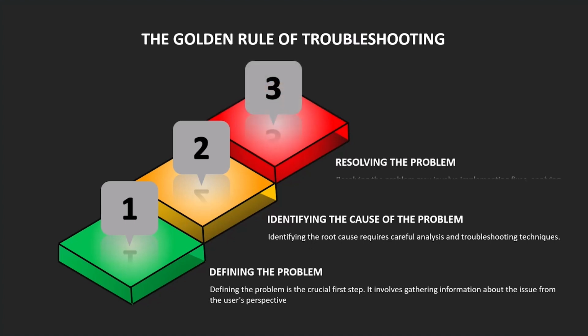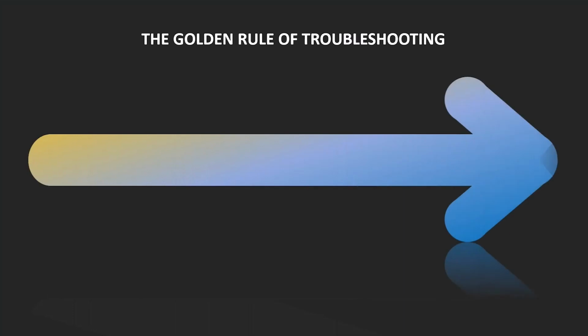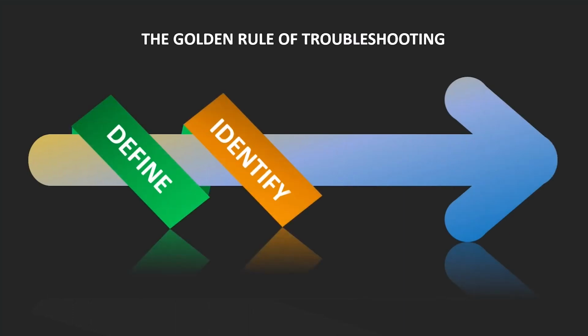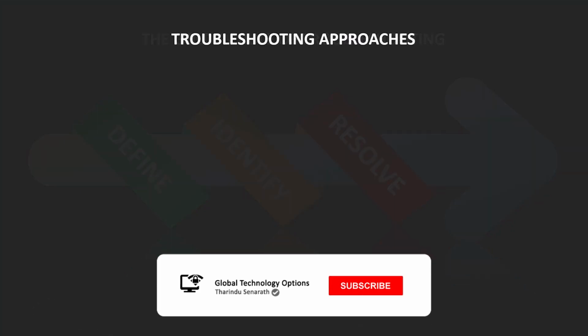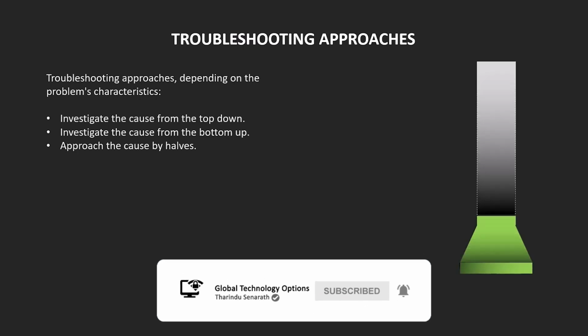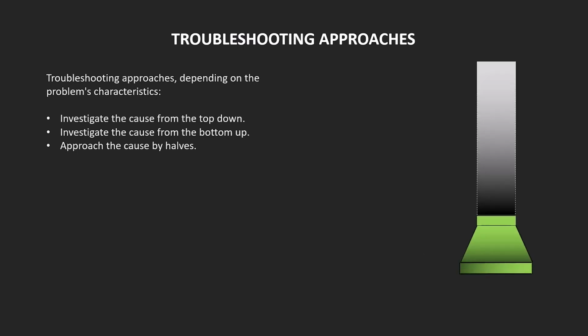Remember, troubleshooting is not just about fixing symptoms. It's about addressing the underlying issues to prevent future problems. So, the next time you encounter a technical hiccup, remember the golden rule of troubleshooting: define, identify, resolve. In the labyrinth of technical issues, a structured approach to troubleshooting is your guiding light, a compass that leads you to the heart of the problem.